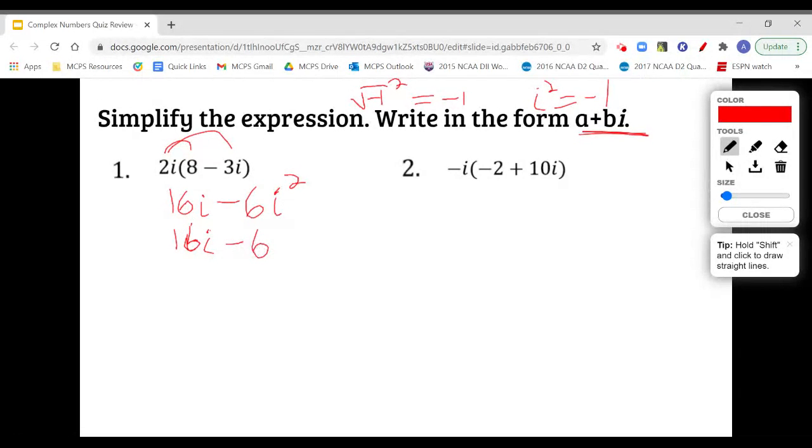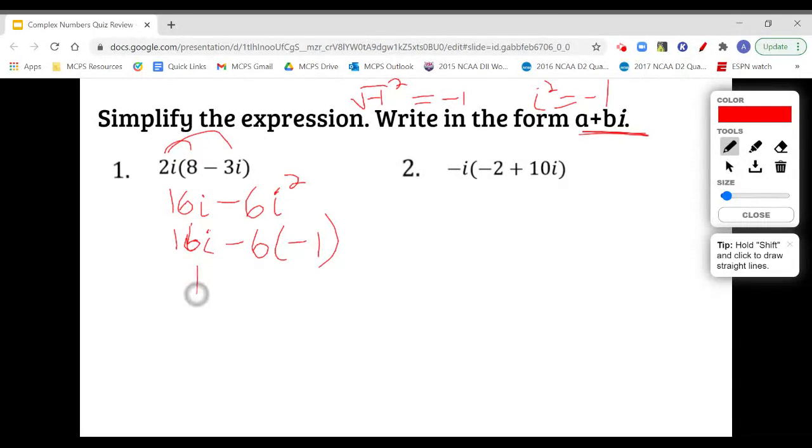But now I'm going to replace the i squared with a negative 1. Okay, please be careful. It's i squared, so it's not the square root of negative 1. And it's also not a positive 1. i squared equals negative 1. So anytime i squared comes up, I replace it with a negative 1.